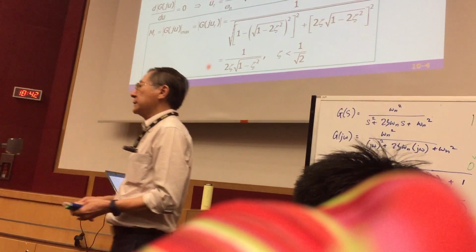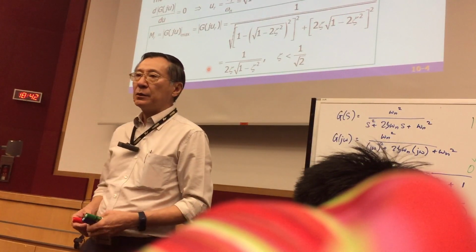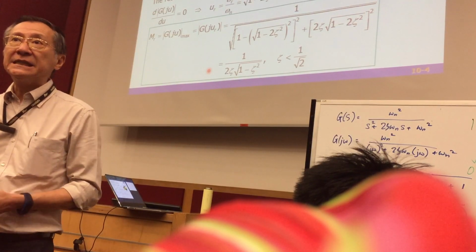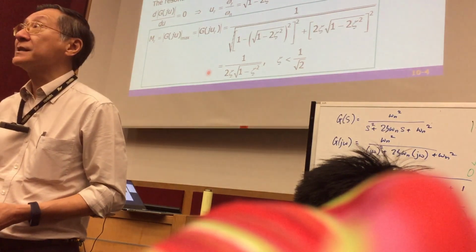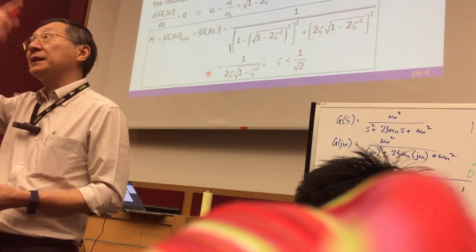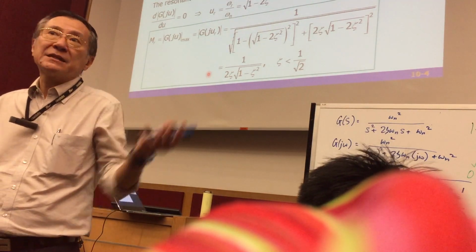So again, the procedure is the same. We find the low frequency asymptote. We find the high frequency asymptote, but because now you have a zeta term, zeta determines whether you got resonance or no resonance. If zeta is less than 0.7, you got resonance. That means you got a peak there. If zeta is greater than 0.7, no resonance. That's all.